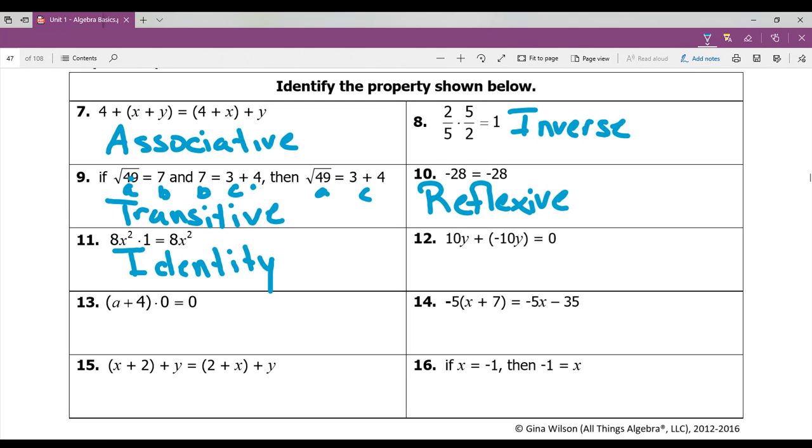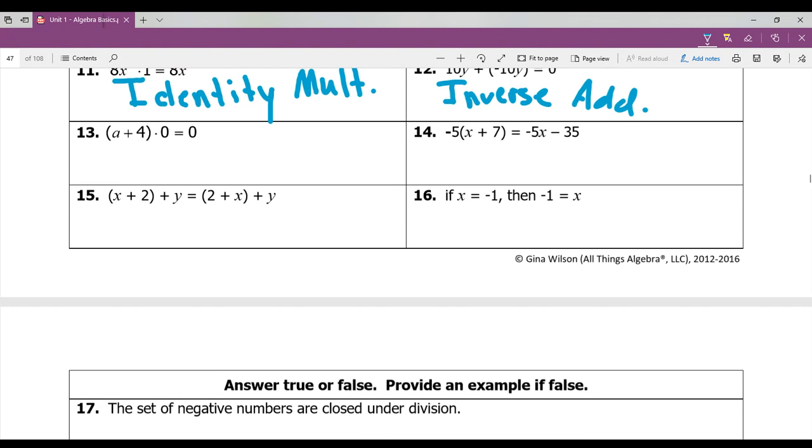10y plus negative 10y equals 0. This is the inverse property again. But this time it's with addition. If I add the opposite, I get 0. On number 8, you multiply the opposite, you get 1. Whoops, that is not addition. I was getting ready to write addition there. That's multiplication. Let me scoot this up a little bit because I need some room.